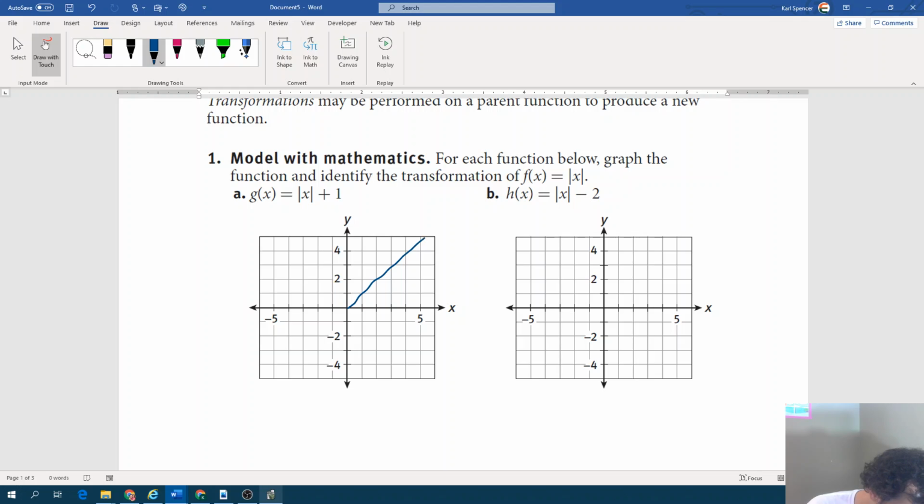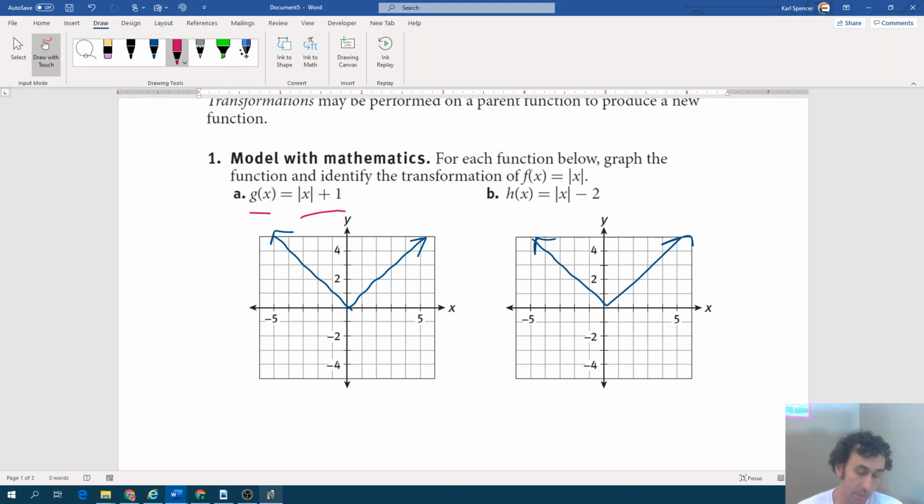If I graph that parent function, the parent function is going to be in blue for both of our graphs. So for both these graphs, we want to investigate what happens as we change our equation, as we put this addition into the equation. So our first equation, g of x, equals the absolute value of x plus 1.